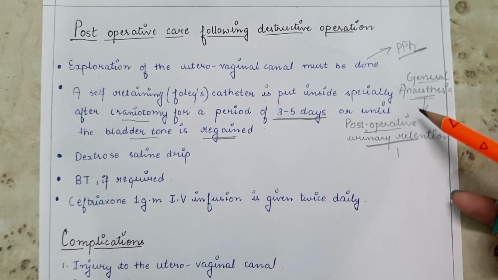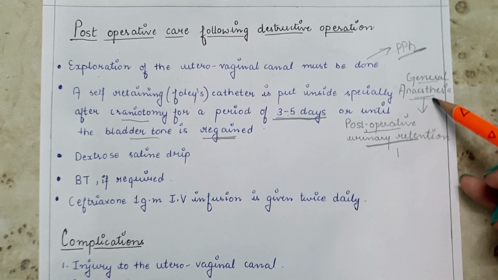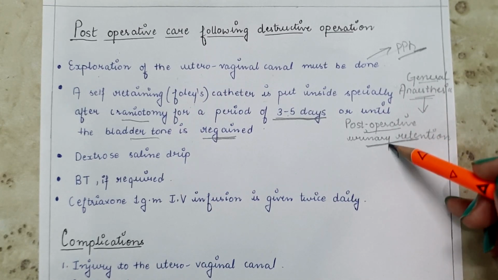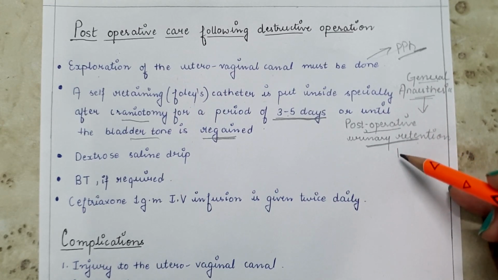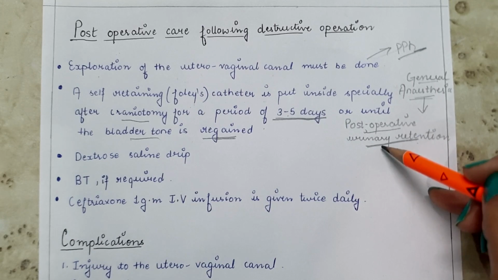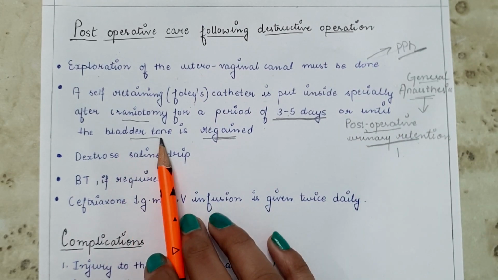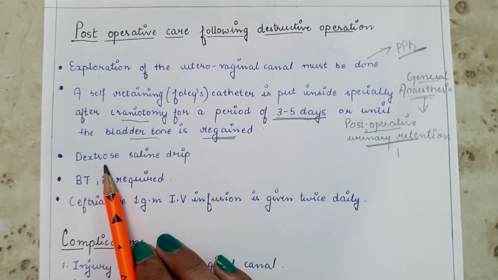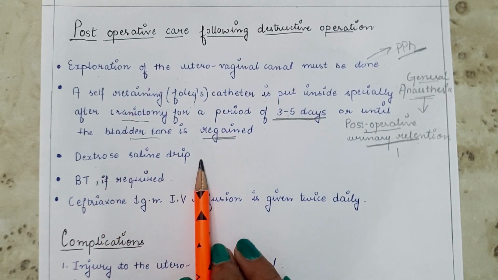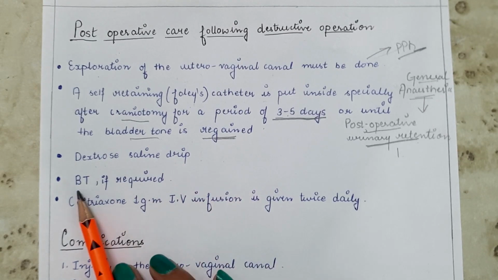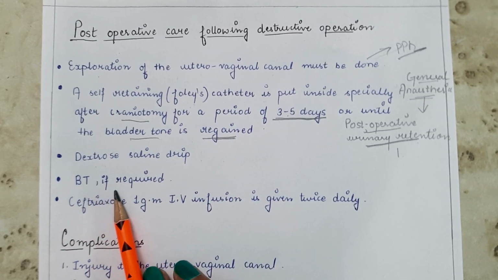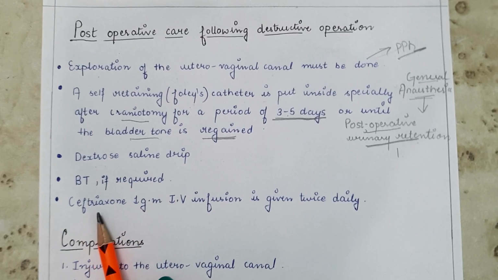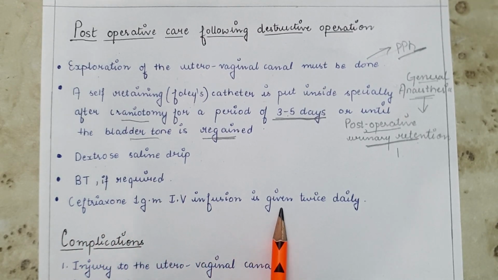Before performing the destructive operation, general anesthesia is given, which leads to post-operative urinary retention. It is a condition when the patient is unable to pass urine. So it will take some time to regain the bladder tone. That's why catheterization should be done. Next is start dextrose saline drip in order to correct the dehydration. Next is blood transfusion should be done if required. And last one is ceftriaxone 1 gram IV infusion should be given 2 times in a day in order to prevent any infection.